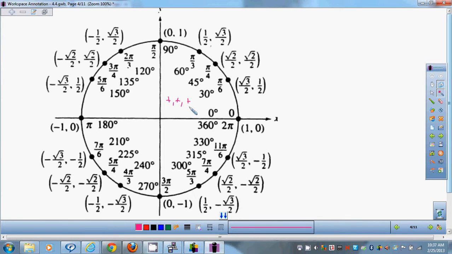Positive, positive, and since tangent is just sine divided by cosine, if they're the same, then they're going to be positive. In the second quadrant, looks like our cosines are negative, our sines are positive, and since tangent is sine divided by cosine, what's a positive divided by a negative? Negative. Third quadrant, cosine's negative, sine's negative, therefore tangent would be positive because a negative divided by a negative. And in the fourth quadrant, cosine is positive, sine is negative, and this tangent is negative as well.